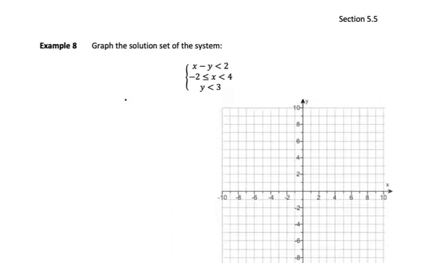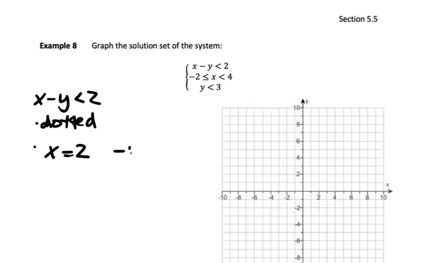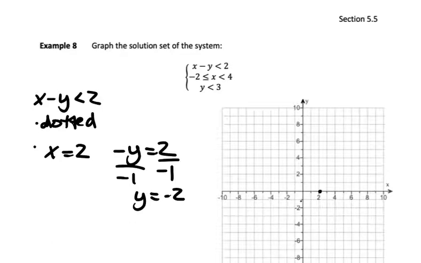Next, we're going to look at example 8. So we have, again, a solution set that we're going to graph. This time we have 3 equations, but we're just going to take it one step at a time. So our first one is x minus y less than 2. That's a dotted line. We're going to have x equals 2, negative y equals 2, which means y equals negative 2. So plot those points, draw the line.